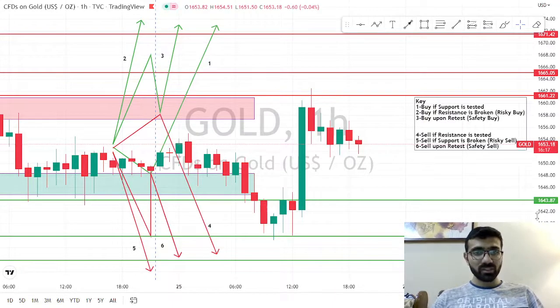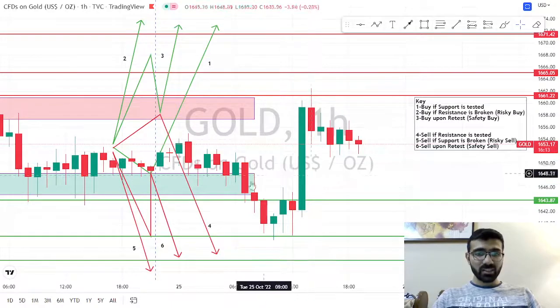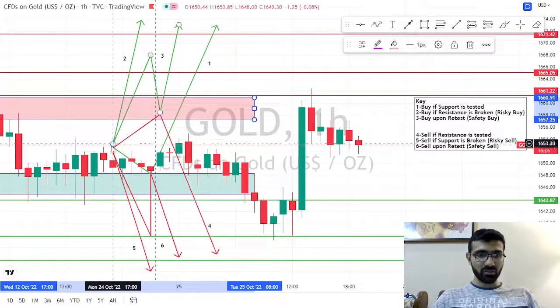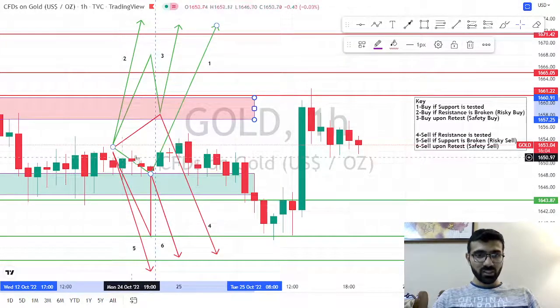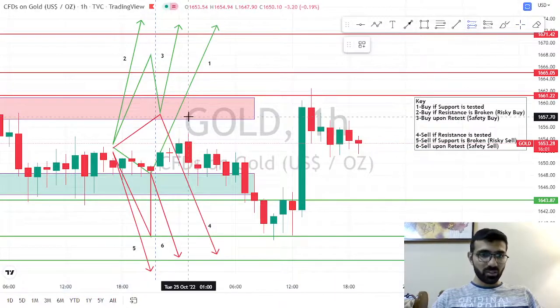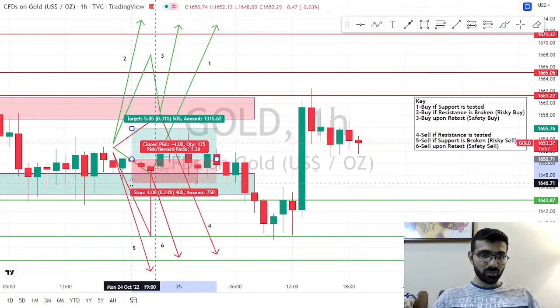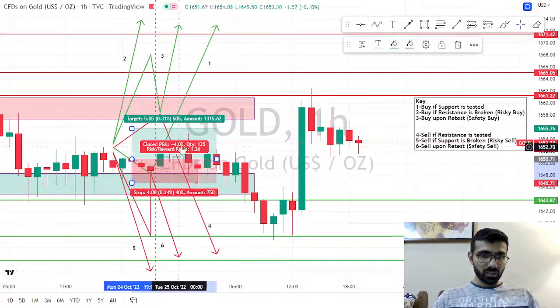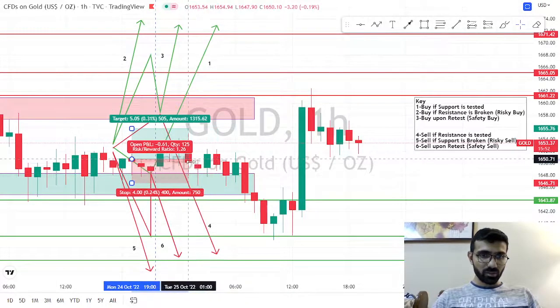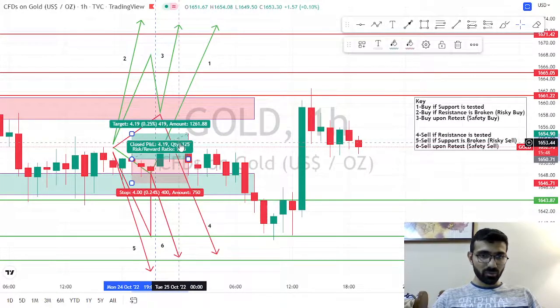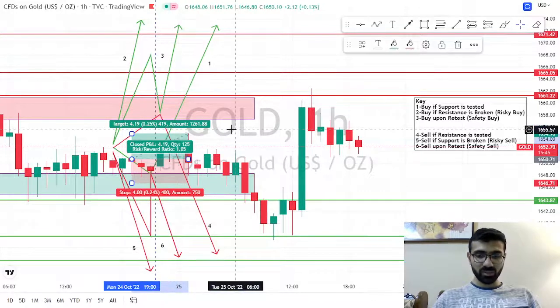So when we were discussing the gold analysis yesterday, you guys can clearly see that I marked this area as the area of support and this area as the area of resistance, and the given area of support was tested. So let me take that trade for you guys. If you would have taken entry over here, our stop loss would be approximately here, and our take profit will be approximately over here. So this would be our take profit of approximately 1.0%.